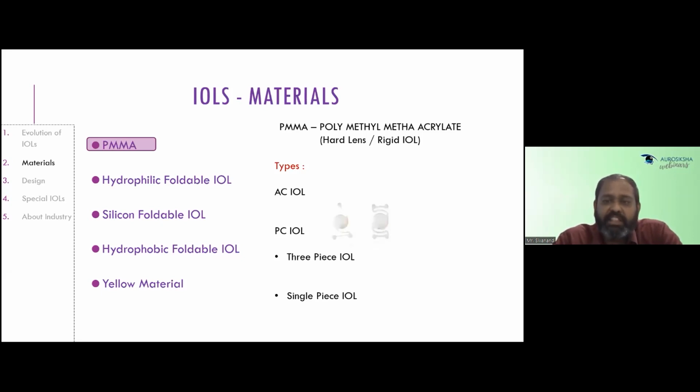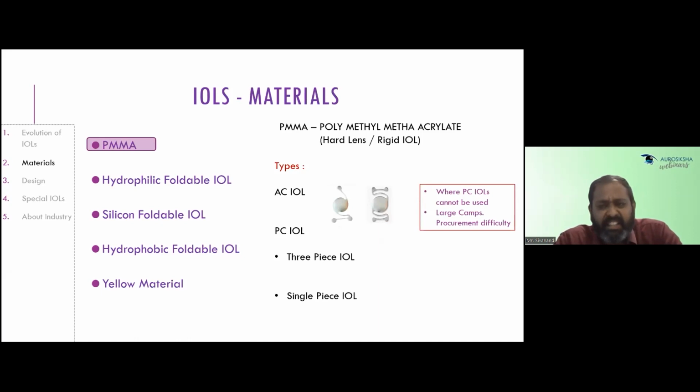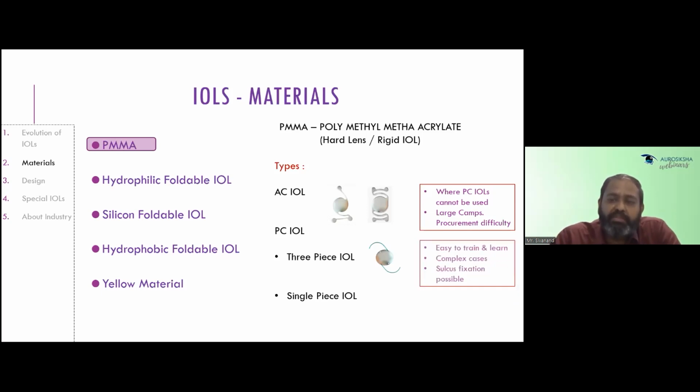On these lenses, you basically have two types of IOLs, called AC IOL and PC IOL. AC IOLs are the lenses that used to be placed in the anterior chamber. These are typically used where PC IOLs cannot be used, but this is a thing of the past. Nowadays, ACIOL usage is much lesser. The PC IOLs are kept in the posterior chamber, and there are two types of PC IOLs, the three-piece IOL and the single-piece IOL. Three-piece IOLs are easy to train and learn.